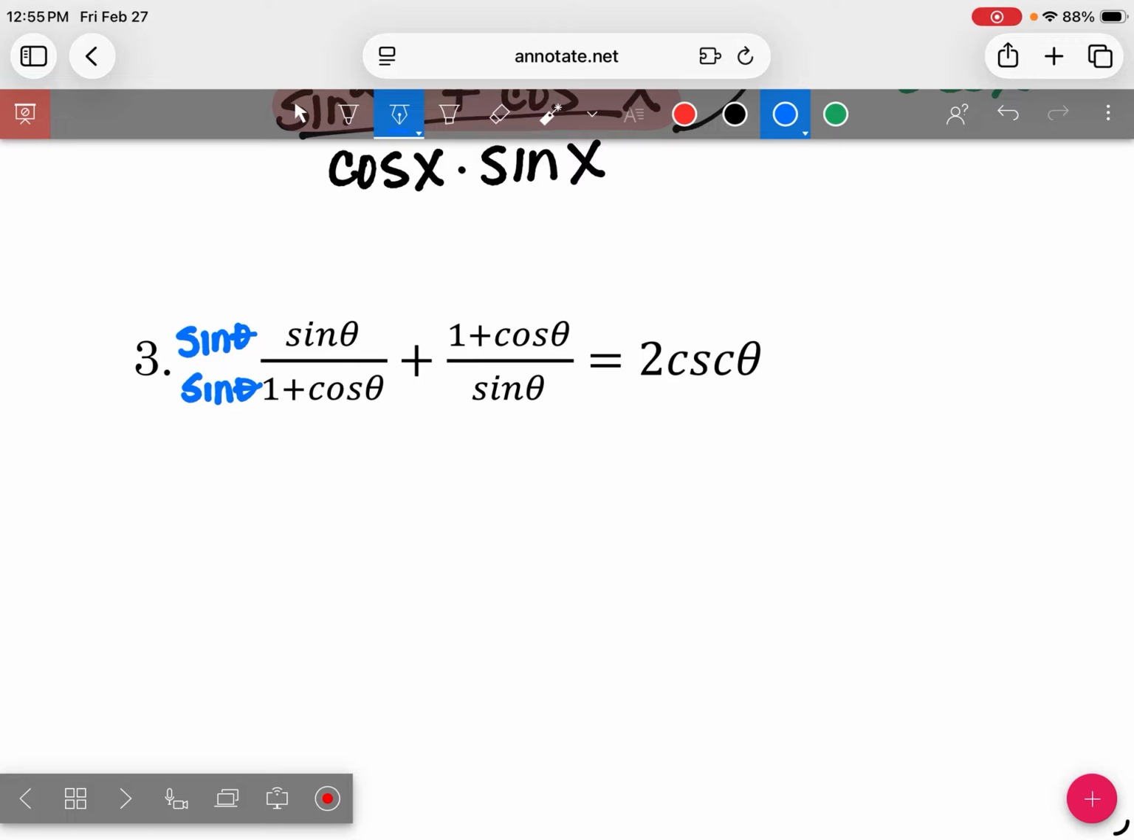And the other fraction, what do you think I'm multiplying it by? So we got our sine right here. That's where I got the sine from. What's the denominator of the other fraction, the one on the left? 1 plus cosine. So I have to multiply the other fraction, top and bottom, by 1 plus cosine.